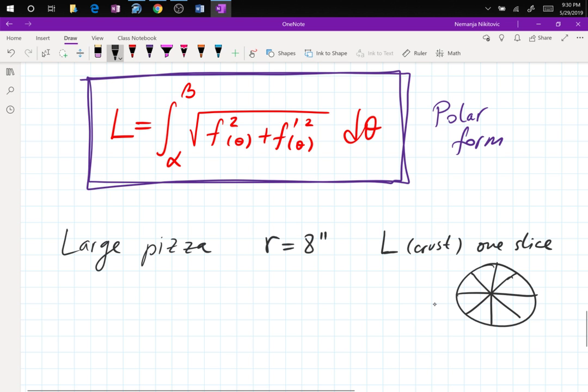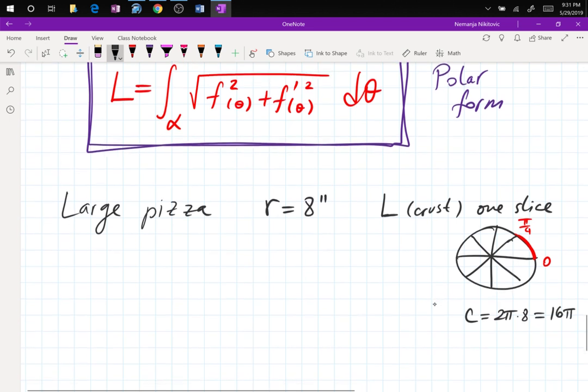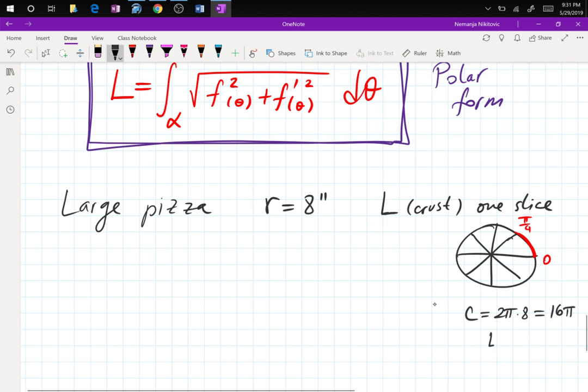So this is the L that we are after, from 0 to pi over 4. Now, we can calculate this using the ancient Greek methods, where circumference C is 2 pi r, which is 2 pi 8, which is 16 pi, and then divide that by 8 slices. So L would be 16 pi divided by 8 equals 2 pi. So the length would be about 6.28 inches. So we can do this using the Greek method.